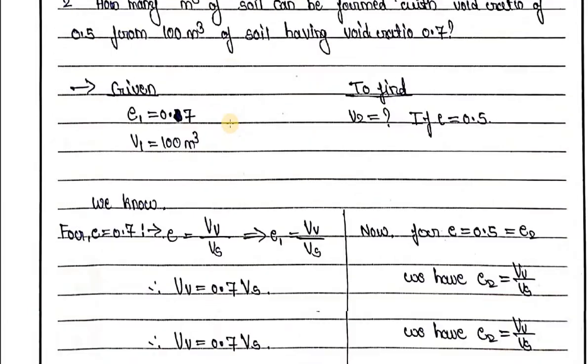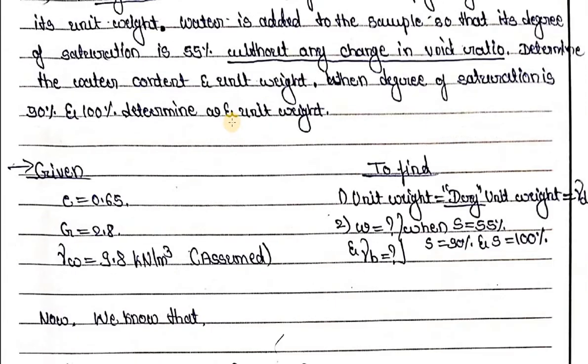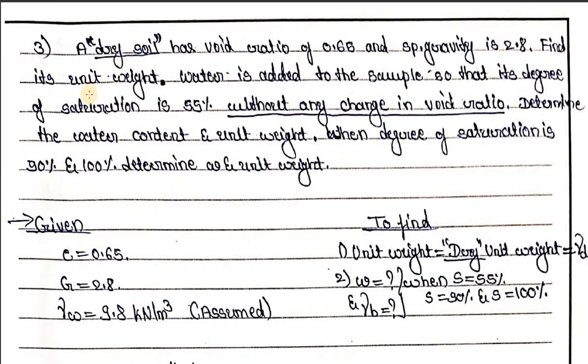Anyway, I will directly jump to problem number 3, and then we will come back to problem number 1. Problem number 1 I have taken from competitive exams, so let us study simple examples first, and then we will move to competitive exam problems. You can see this problem: a dry soil, remember I have underlined a dry soil, has a void ratio of 0.65 and specific gravity is 2.8.